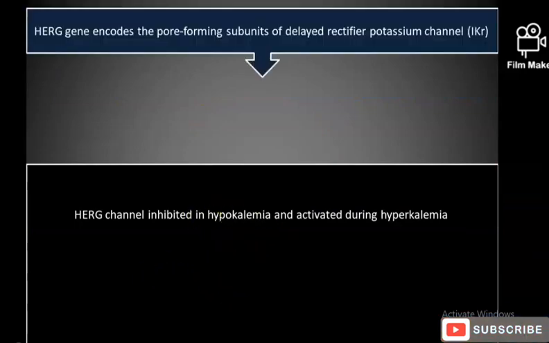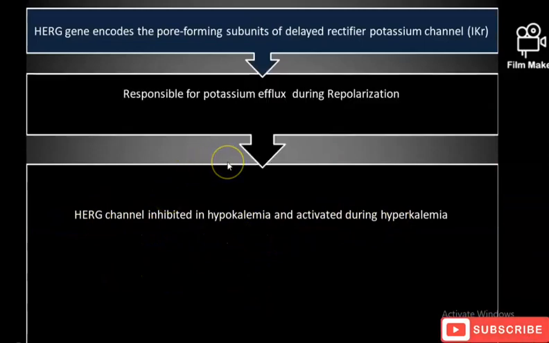So the other effect of hyperkalemia is on the HERG gene. The HERG gene is a gene that encodes for the HERG channel. This HERG channel is easily activated by hyperkalemia and inhibited by hypokalemia. And this HERG gene is responsible for the efflux of potassium during the time of repolarization. So during repolarization, there is efflux of potassium from the cell to the outside environment. So when hyperkalemia activates these channels, potassium moves from the inside to the outside environment during repolarization, and the repolarization becomes rapid.